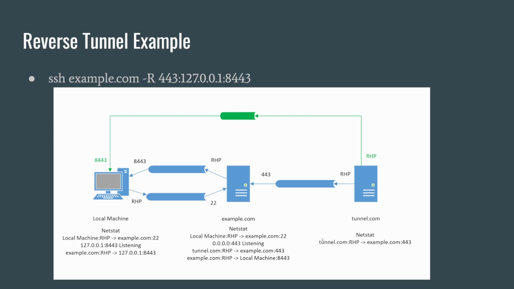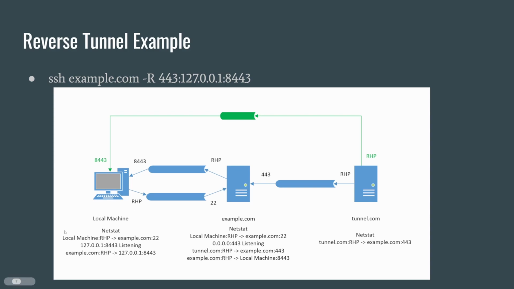tunnel.com just simply sees its connection from a random high port going to example.com on 443. On example.com, you're going to see the SSH connection from your local machine. You're going to see the port that you designated to open. You're going to see tunnel.com making the connection to example.com's port that's open. And then you're going to see another one where example.com then forwards that traffic back to your local machine on the port that you designated.